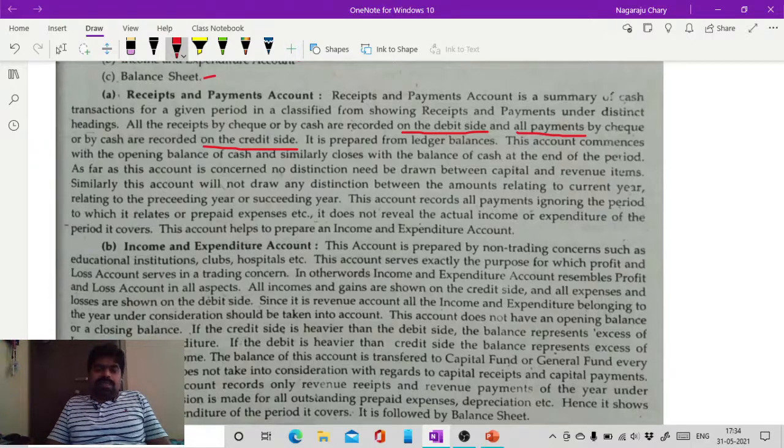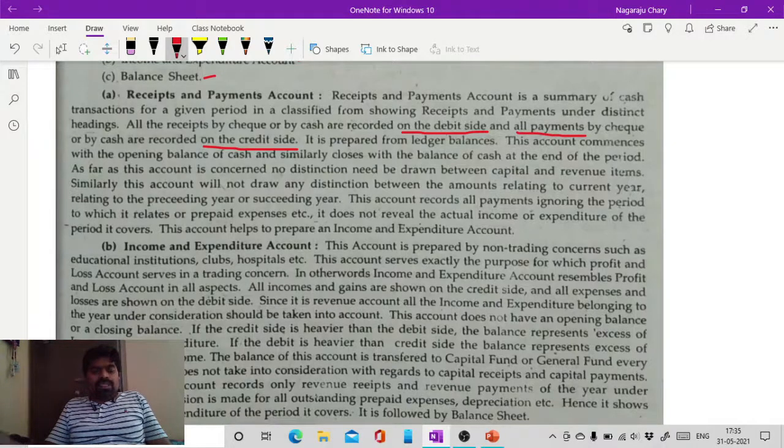The same at the closing date also: cash balance will be there, bank balance will be there, or both of the balances will be there. So those are the opening and closing balances. The opening balance is recorded on the debit side. The closing balance is recorded on the credit side. All the receipts are recorded on the debit side, and all the payments on the credit side.